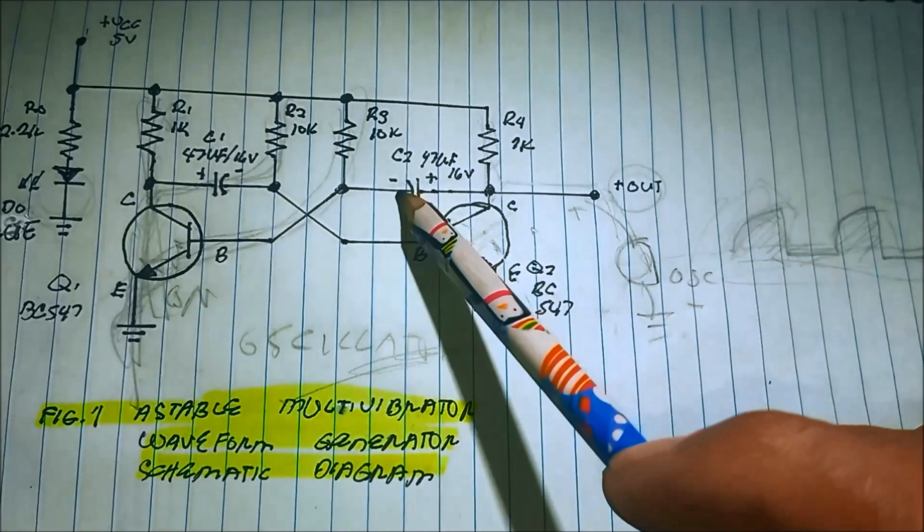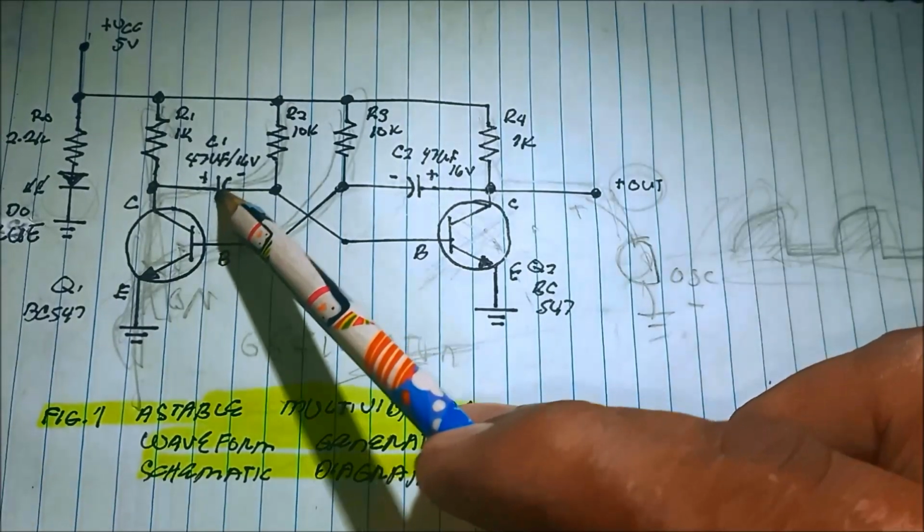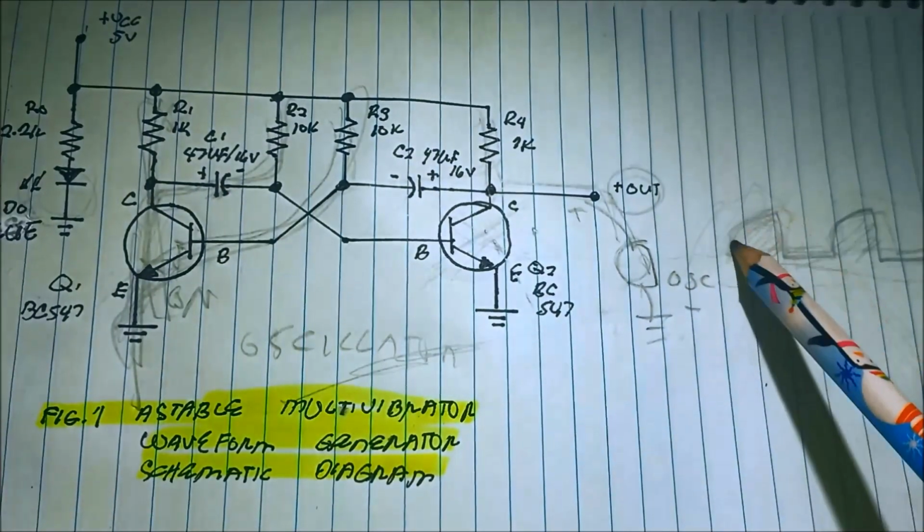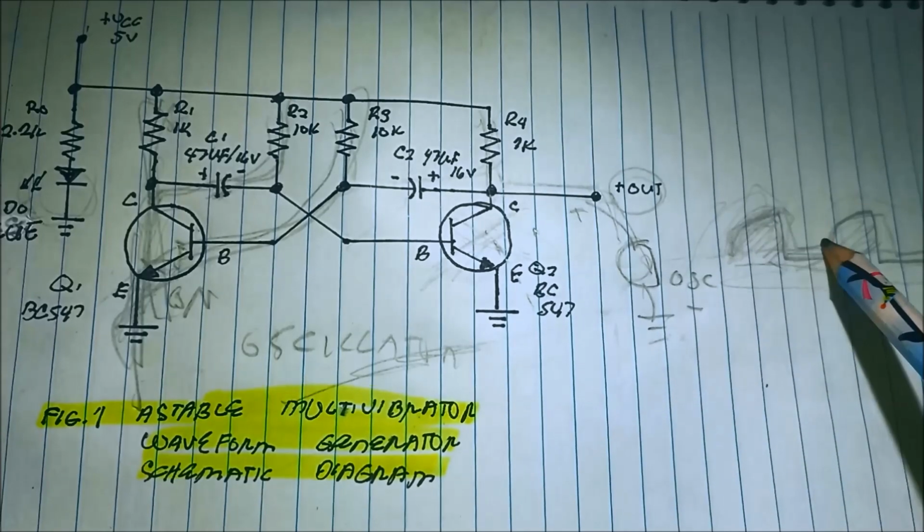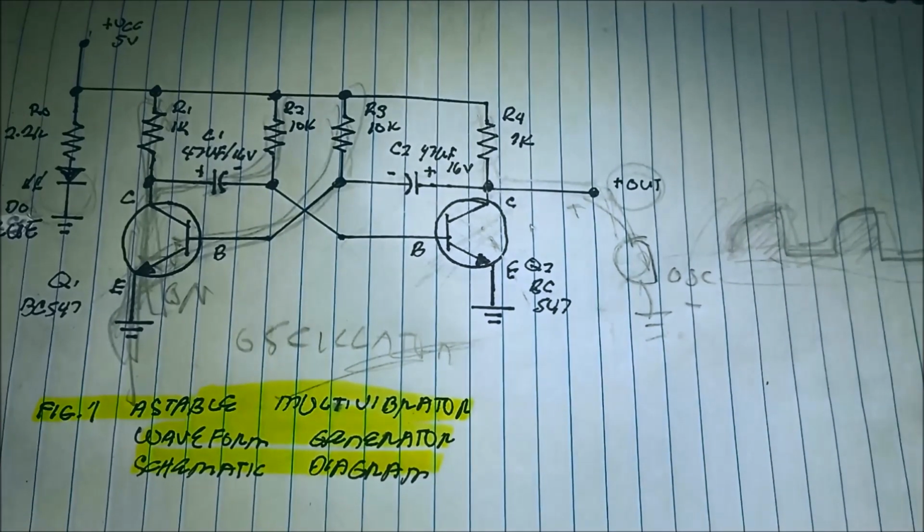But because we're using a capacitor, we have this curved type of waveform. An irregular type of waveform is created.